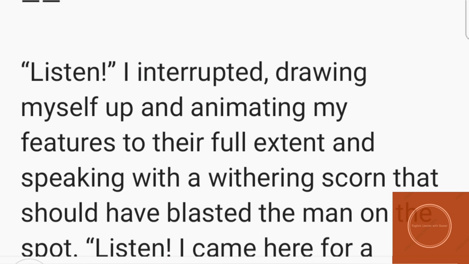Now, why is he saying "animating my features"? You would have remembered that in the first meeting, when it was about to end, the photographer had said that I caught them when they were animating. This is the thing the photographer said, that I caught the features just in a moment of animation.